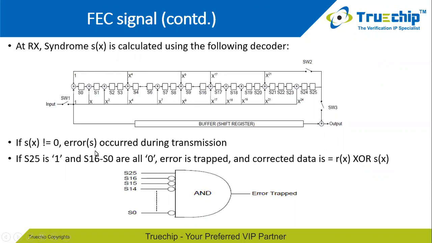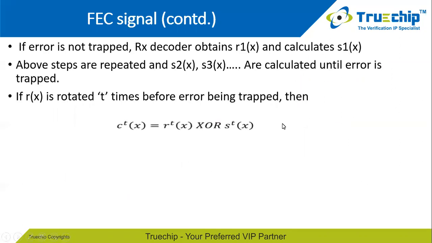data transmission. If the value of S25, which is the MSB of the syndrome, is equal to 1, and S16 to S0 bits of the syndrome are all zeros, then that means the error is trapped and the corrected data is RX, that is the received code word, XORing with SX, that is the syndrome. So moving on to the next slide.